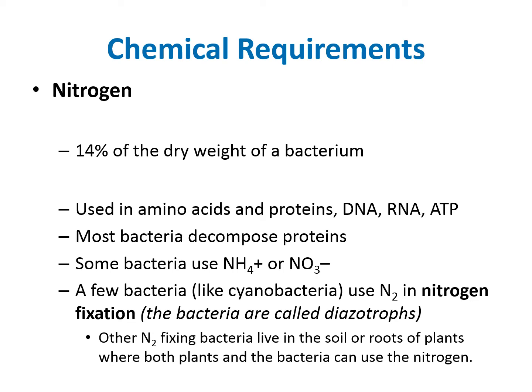Now, in order to get nitrogen, most bacteria are going to decompose proteins, so they may secrete enzymes to the environment, and then those enzymes break down proteins in the environment, and the bacteria absorb the breakdown products. Okay, and they get their nitrogen that way. Some bacteria may use nitrate, or they may use ammonium. A few bacteria, like your cyanobacteria, are capable of nitrogen fixation, so that means they absorb nitrogen gas from the atmosphere and then they convert it into another chemical compound.